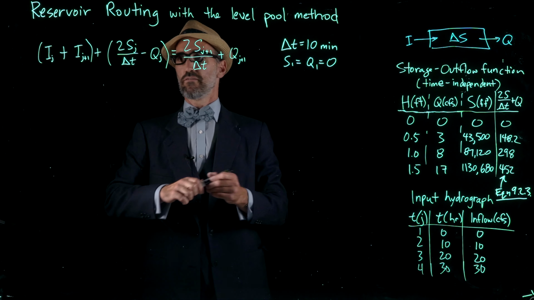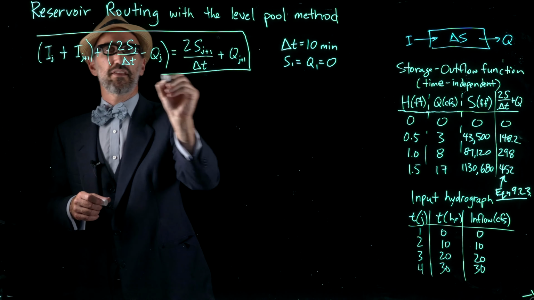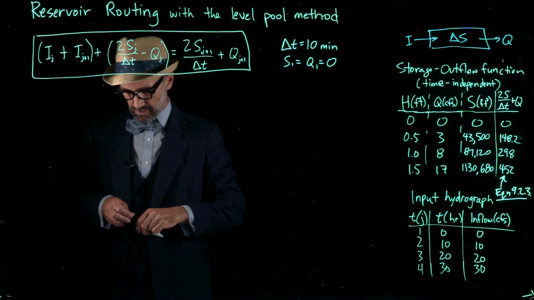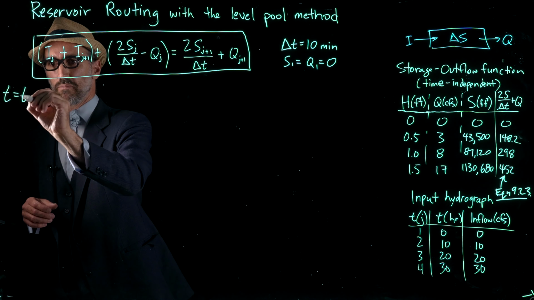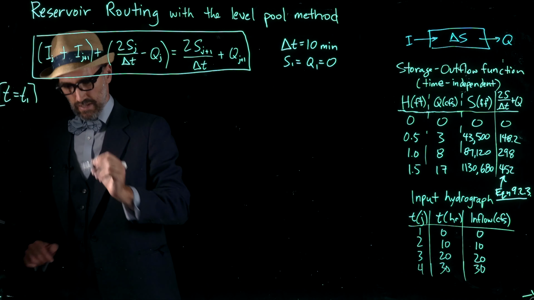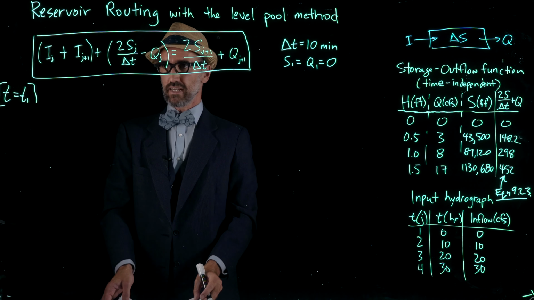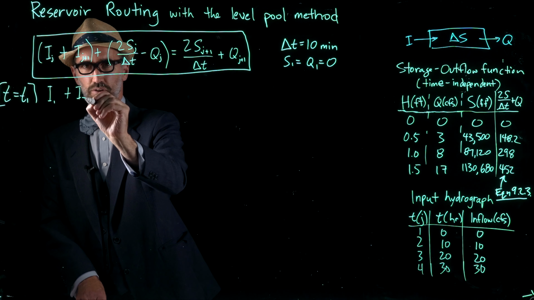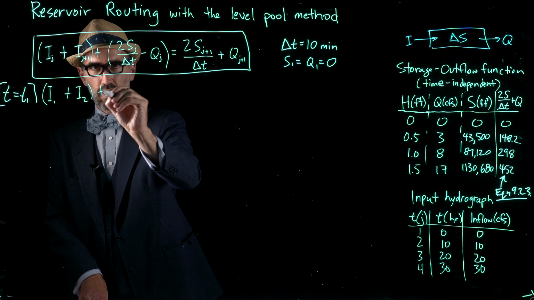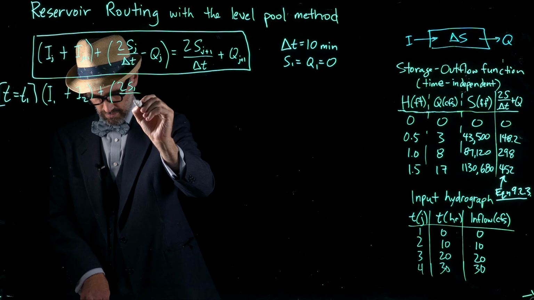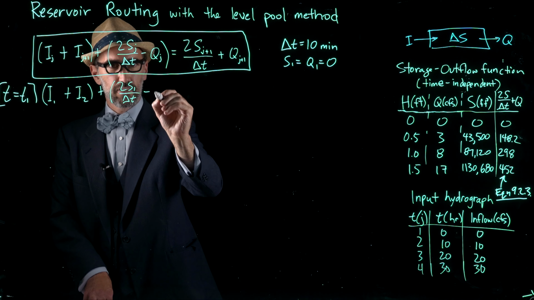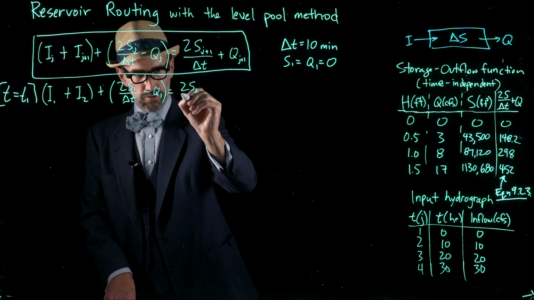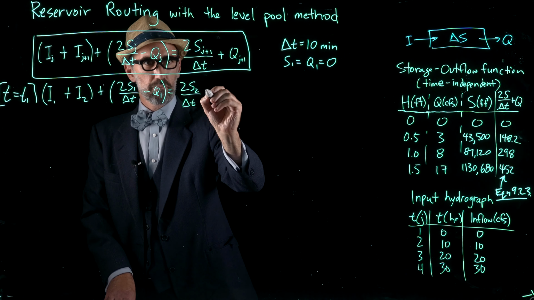So coming back to our fundamental equation for the level pool method, this is the general equation. We can think of a more specific equation for our first time step. So here we have our time step t equal to t1. And for that time step, I'll just rewrite the equation: I1 plus I2 plus 2S1 over delta t minus Q1 is equal to 2S2 over delta t plus Q2.